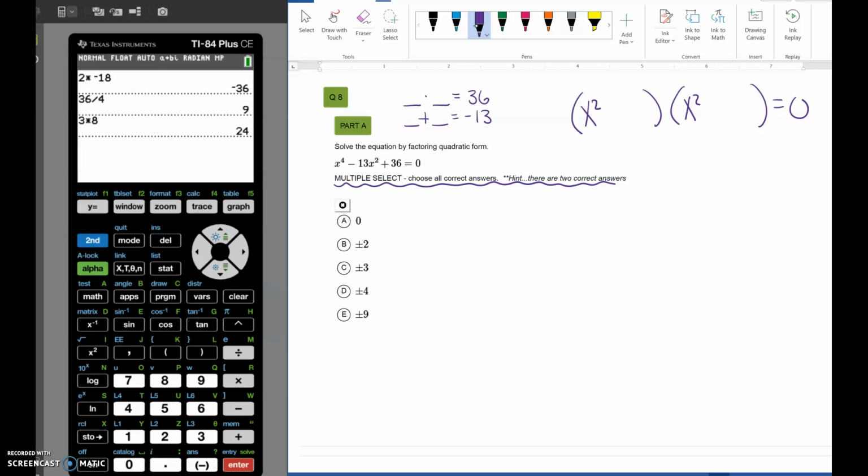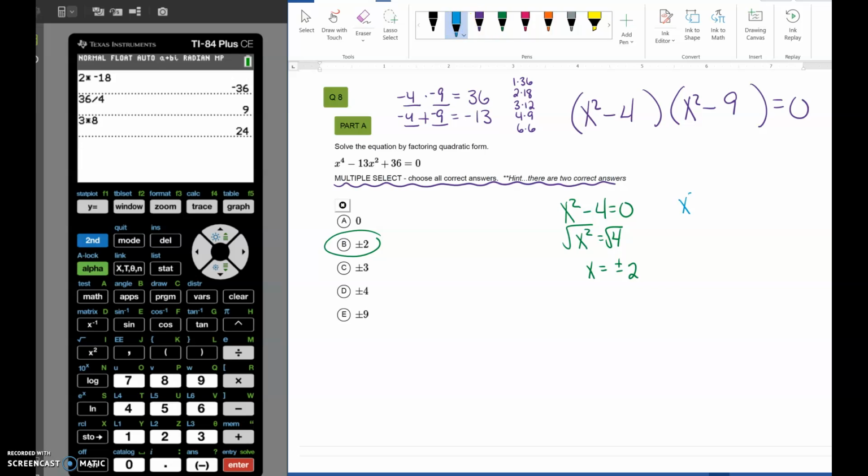Pause the video, see if you can figure those out on your own really quick. It would be -4 and -9. So x squared minus 4, x squared minus 9. When we do x squared minus 4 equals 0, add 4 to both sides. When you square root, the square root of 4 is 2, so positive or -2 is one of our answers. For the other one, x squared minus 9 equals 0, add 9 to both sides. The square root of 9 is positive or -3.